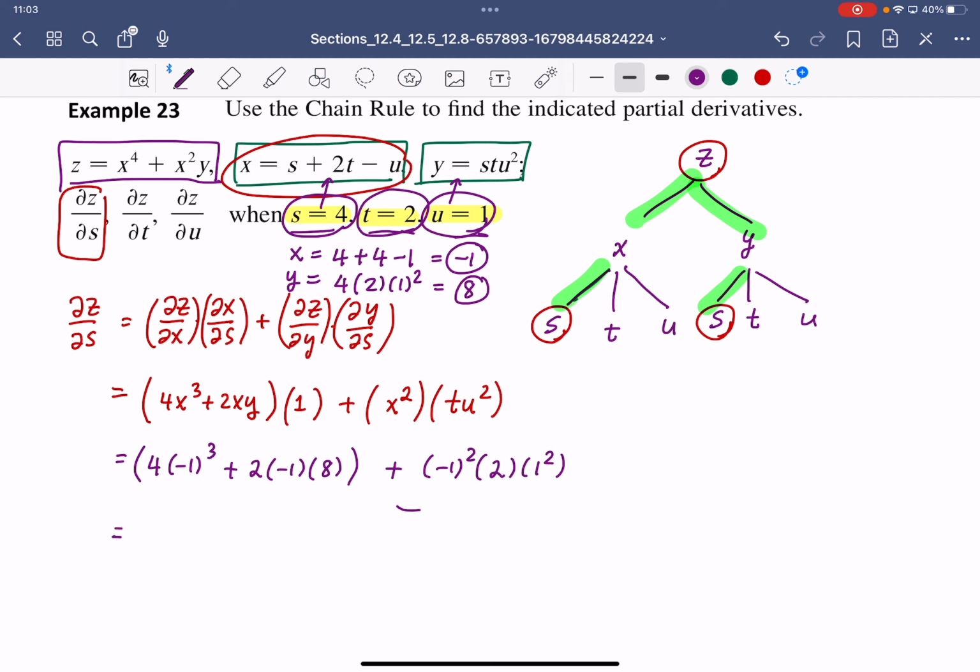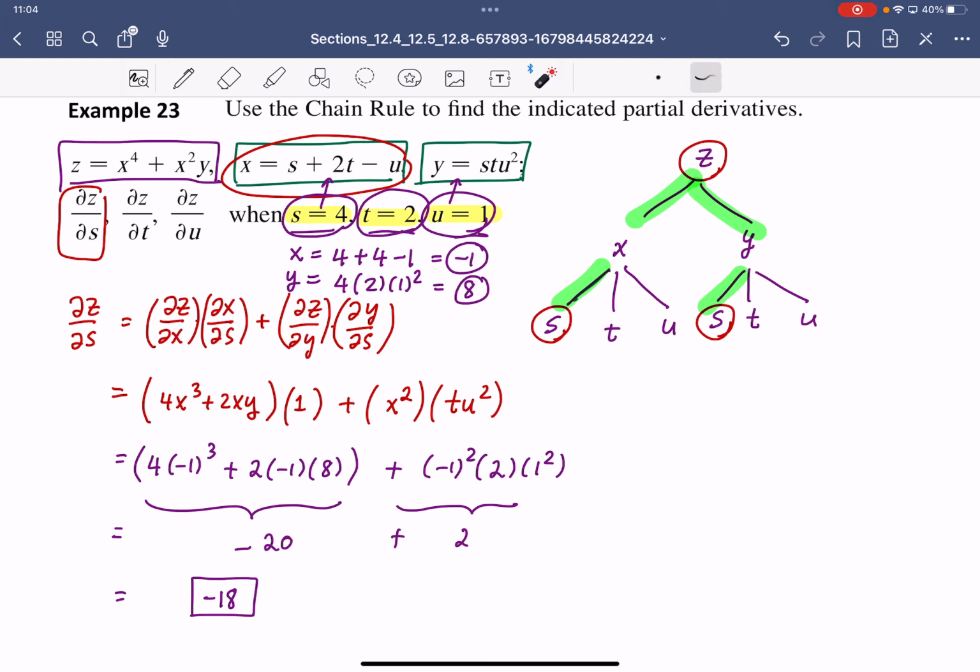So for sure this part is 2, and this part is negative 4 plus negative 16, which is negative 20. Negative 16 plus negative 4 is negative 20, so the answer is actually negative 18. All right, this is the example.